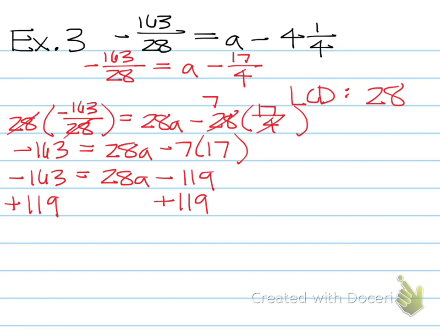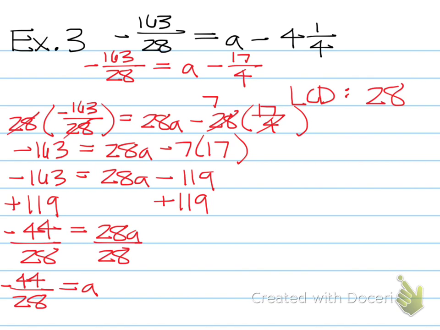Negative 163 plus 119 is negative 44. And then last step, divide both sides by the number in front of our variable, 28. And we get a equals negative 44 over 28.